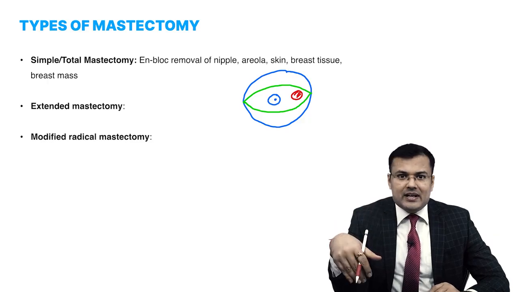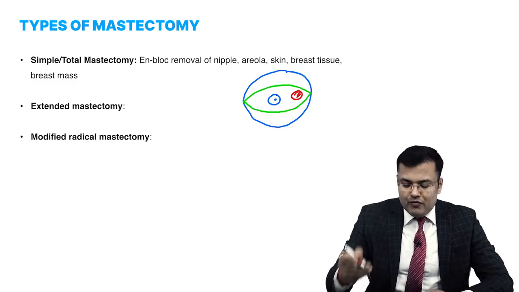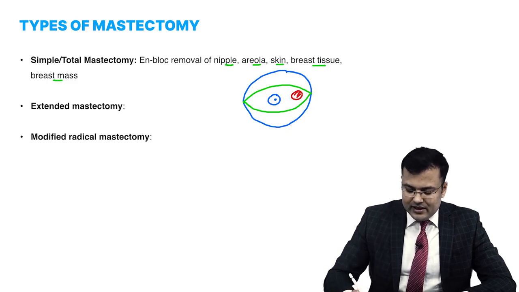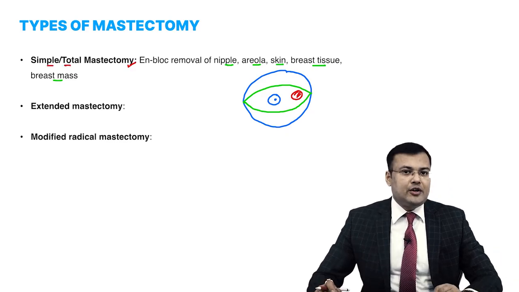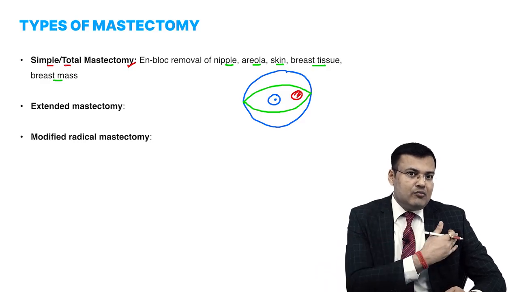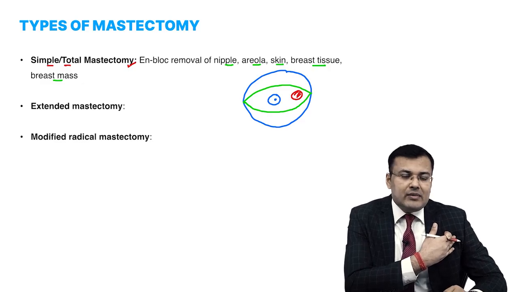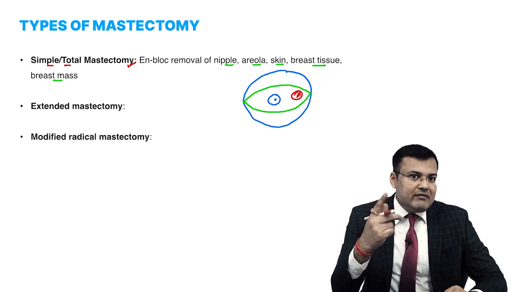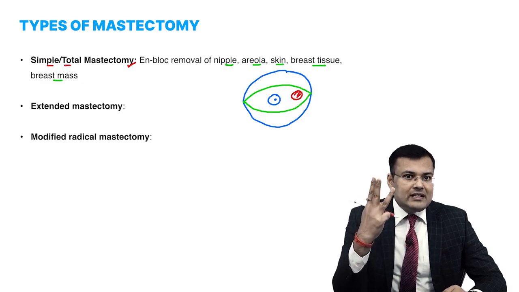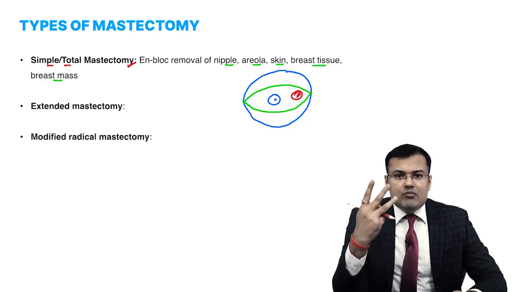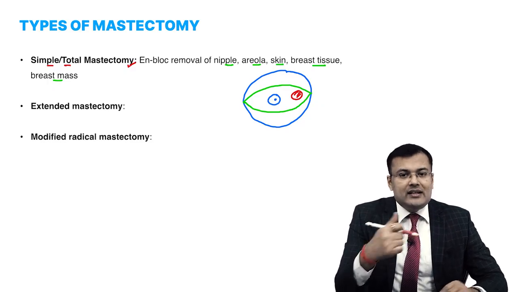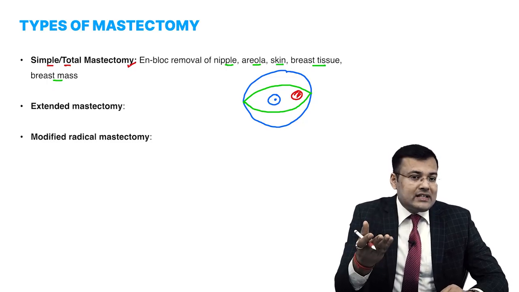So elliptical incision has been given, and what I'm removing here, you can see nipple, areola, skin, breast tissue, breast mass. So what is the name of this surgery? This is simple, also known as total mastectomy. Apart from simple or total mastectomy, if you remove level 1 lymph node, this is extended mastectomy. Apart from simple mastectomy, if you remove level 1 and level 2 lymph node, it is modified radical mastectomy. And if you remove all 3 lymph node levels 1, 2, 3, simple mastectomy plus removal of level 1, 2, 3 lymph node plus excision of pectoralis major as well as minor, then it is Halsted radical mastectomy, which is also known as radical mastectomy.